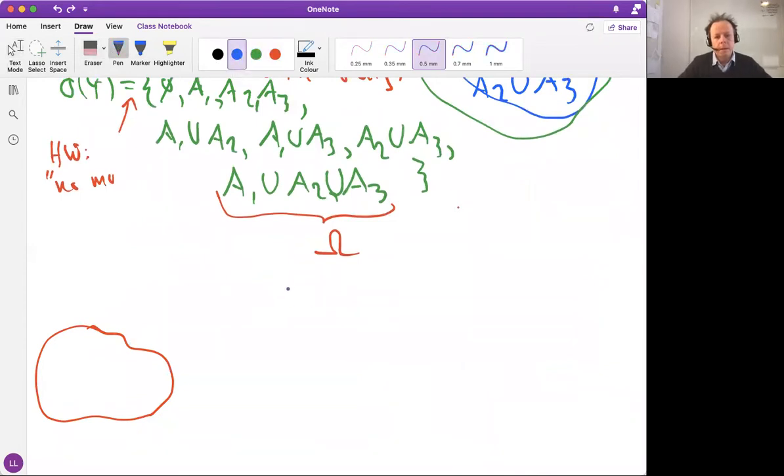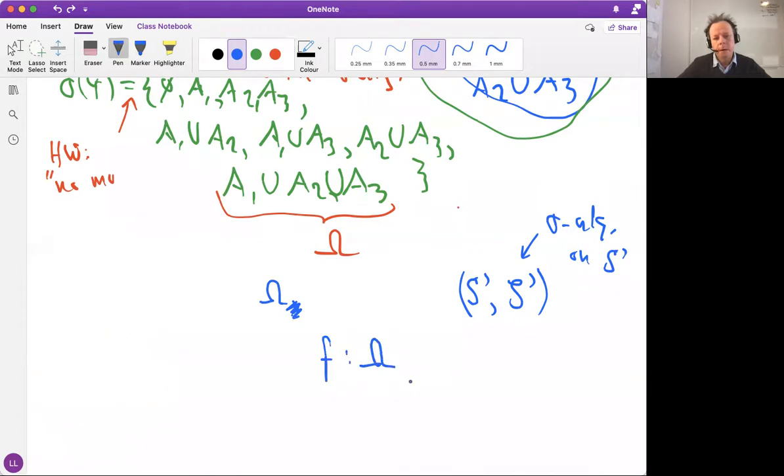So imagine another setting. We have an omega, and we have some S prime here and calligraphic S prime here. And assume that this is a sigma algebra on S prime. Assume that F is a function from a set S to a set S prime.